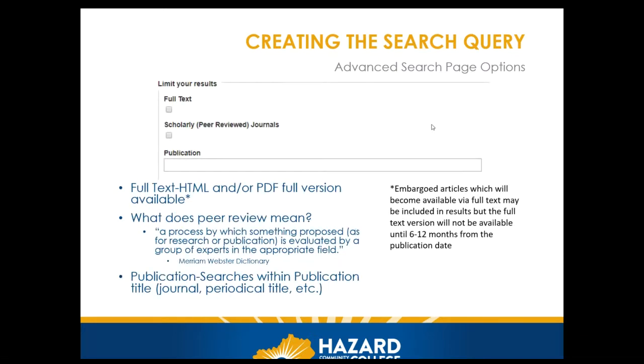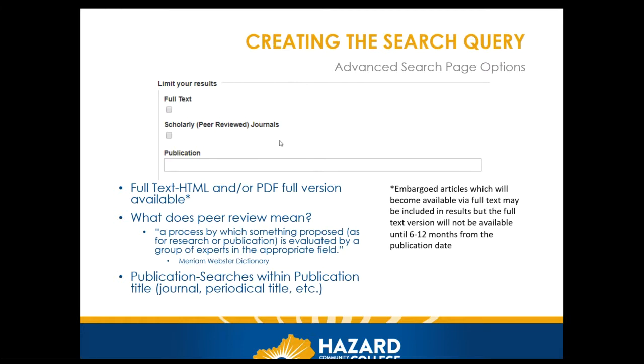If you scroll down a little further, you're going to get into the limiting options. This is where you'll find the full text box and your scholarly peer-reviewed journals box. You want to definitely click that full text because this is going to make sure that you are getting the whole article instead of just an abstract. The abstract would tell you what the article is about, but it's not the full text of the article. The peer-reviewed journals box, if your instructor is requiring those scholarly resources, is where you would click to make sure that you're getting those resources.